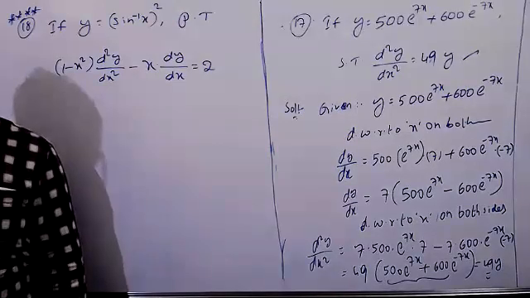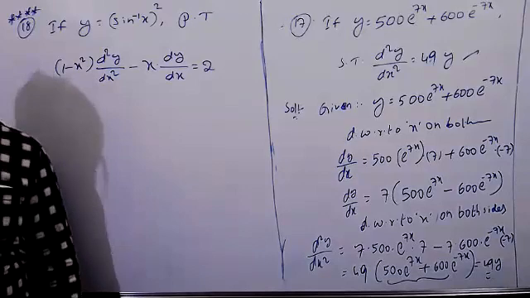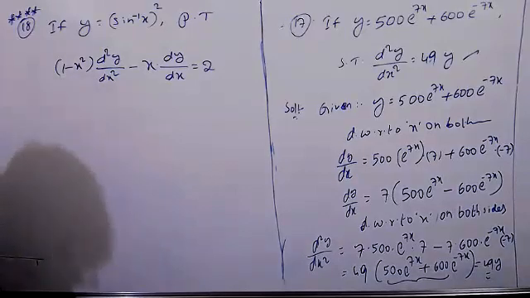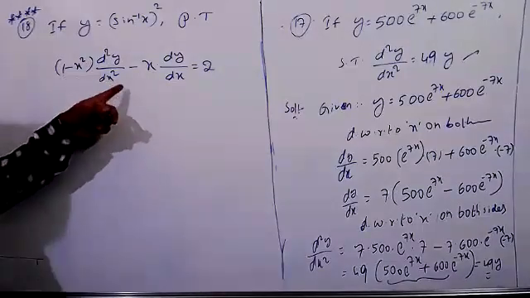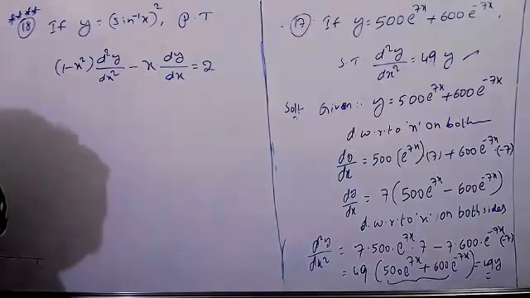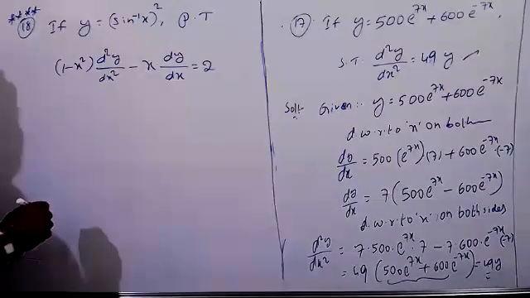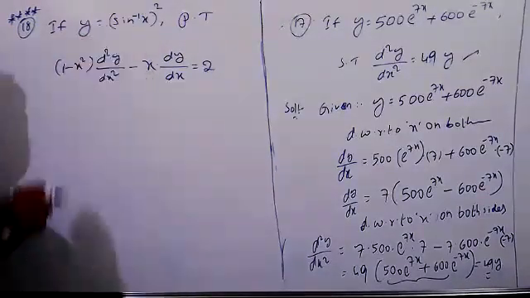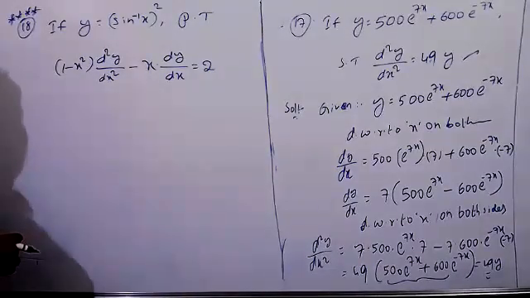Next, if y equals (sin inverse x) whole square, we have to prove that (1 minus x square) into d square y by dx square minus x into dy by dx equals 2. This is a more important problem, but don't think that it is given as one single term. When you differentiate the function, you will compulsorily get a lengthy expression.